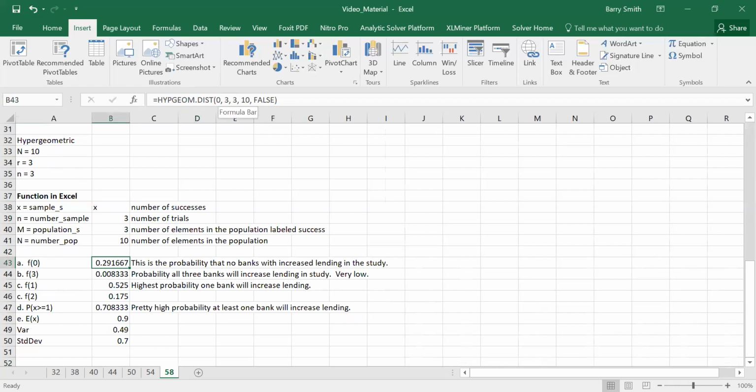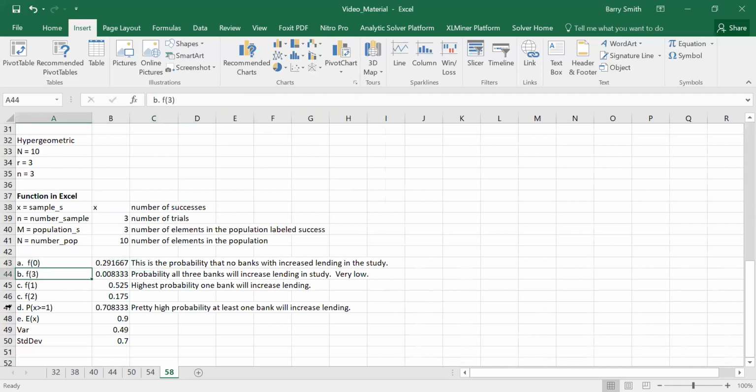And then again, we're using the hypergeometric distribution here. And so we get for f of 0, 0.291. Okay, so what does that mean to me? Well, this is the probability that no banks increase their lending in the study.